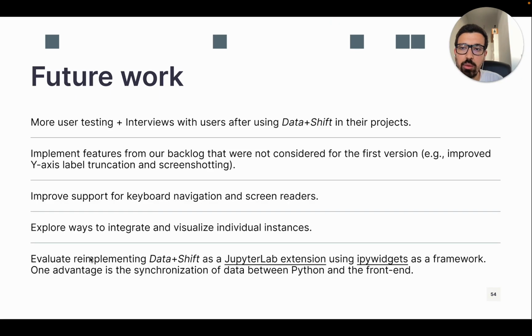As future work, we want to conduct more user testing and interviews with users after using DataShift in their projects. We want to implement features that are in our backlog that were not considered for this first version. As an example, improve the label truncation on the y-axis and also support screenshotting of the visualization. For accessibility, we want to improve support for keyboard navigation and screen readers. We want to explore ways to integrate and visualize individual instances in DataShift. And finally, we want to re-evaluate re-implementing DataShift as a JupyterLab extension using IPyWidget as a framework. One of the advantages is that we can synchronize data between Python and the frontend.